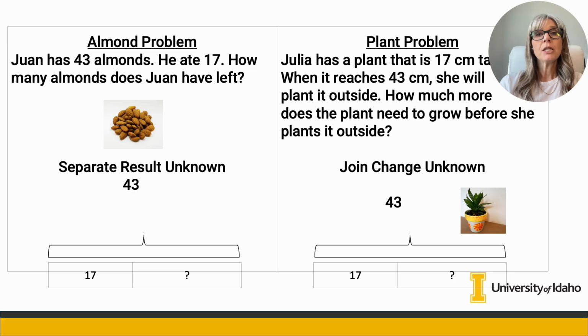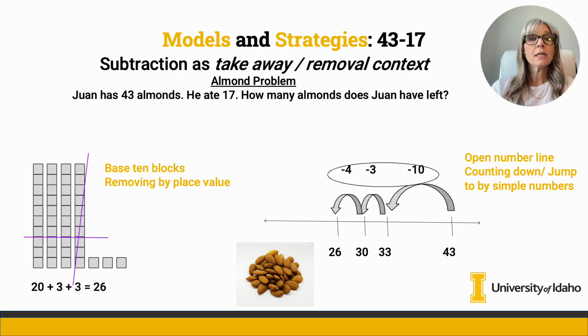So you've noticed that the two problems are different. The almond problem is a separate result unknown, and the plant problem is a join change unknown. Though both situations involve a missing part, these are examples of how we can use context to press for certain concepts, and how different contexts might generate different models within a classroom. Let's see where each of these contexts could take students by looking at the use of different models and the different strategies for each context.